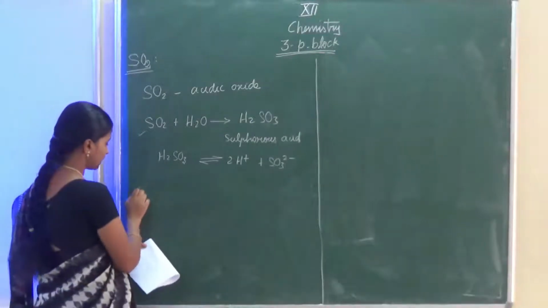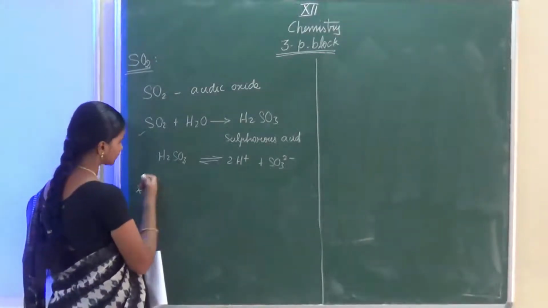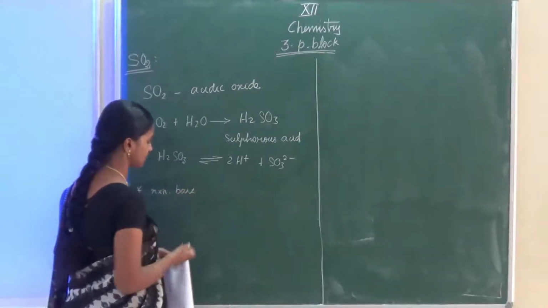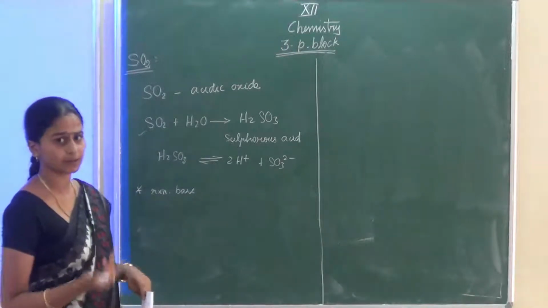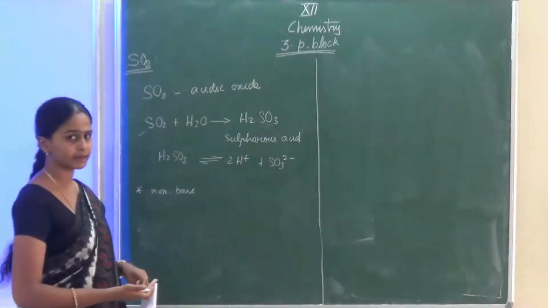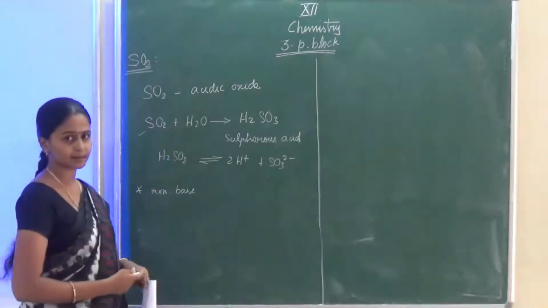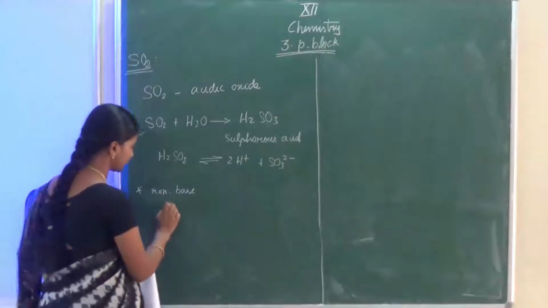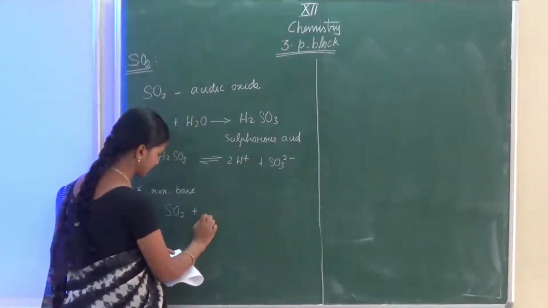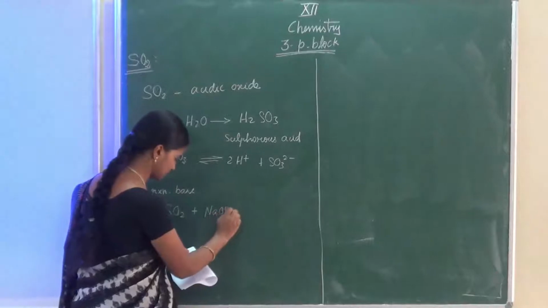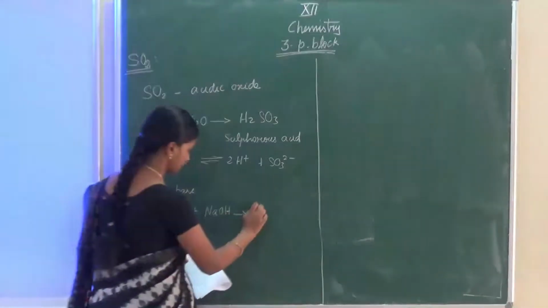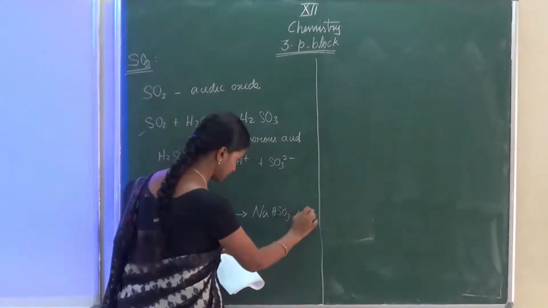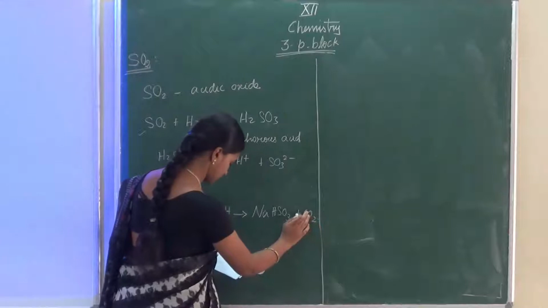The next one is reaction with NaOH, that is, reaction with a base. Here the base can be sodium hydroxide or sodium carbonate; any base we can take. Since it is an acidic oxide, acidic in nature, it will react with the base. Now let us take SO2. When it reacts with sodium hydroxide, NaOH, it produces NaHSO3 plus CO2.